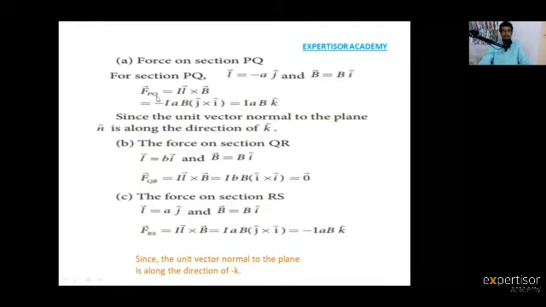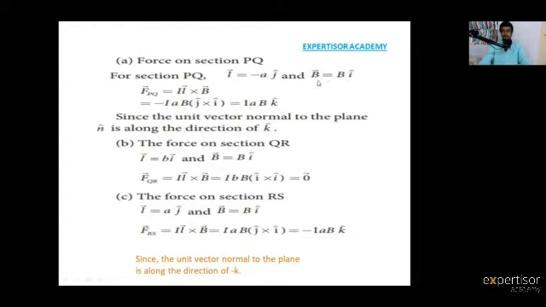For section PQ, force F = I L × B. Here L = -a J cap, and B = B I cap, so F = I a B K cap. So why do we introduce the negative symbol here? Why here introduce negative symbol? And also J cap cross I cap.